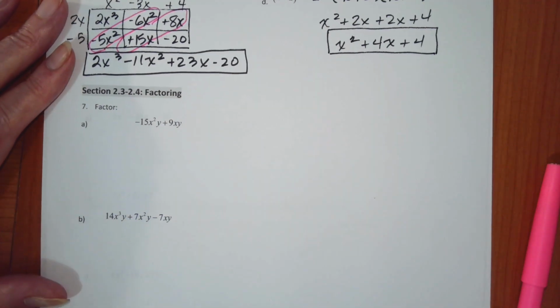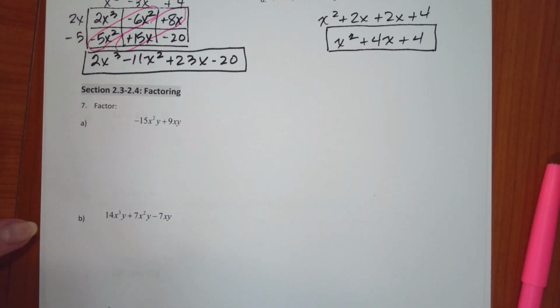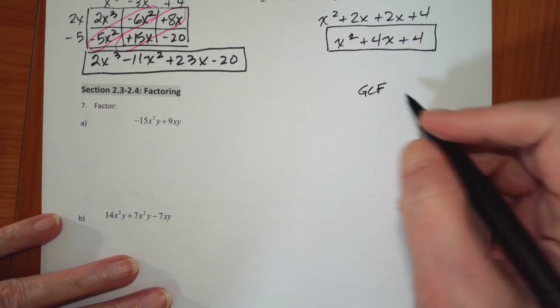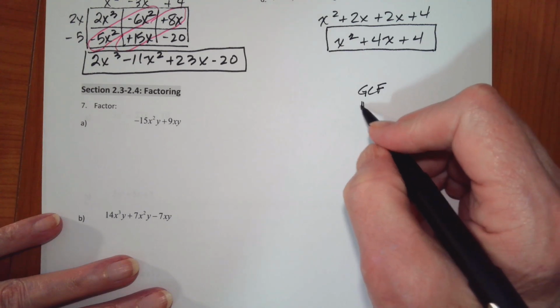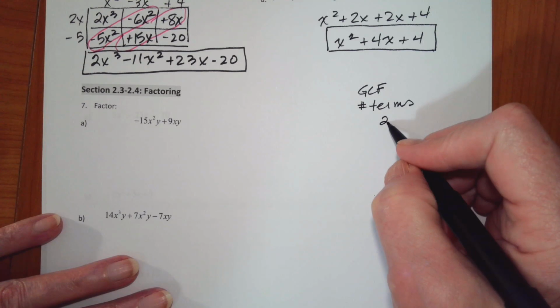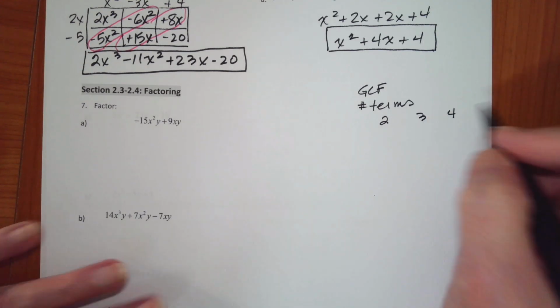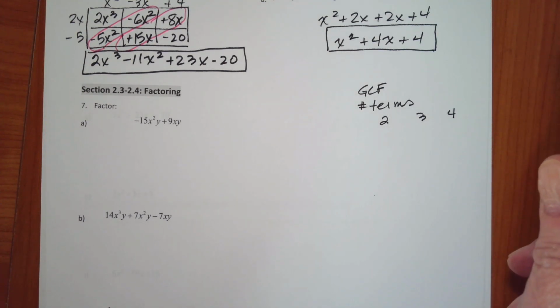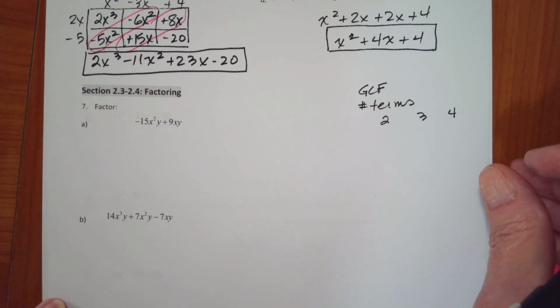Okay, so let's talk about factoring. Now, factoring, remember you've got that strategy. The first thing you want to look for is a GCF, and then look at the number of terms. If you have 2, 3, or 4, and determine what to do with that. Okay, so that's kind of what we'll do on these.